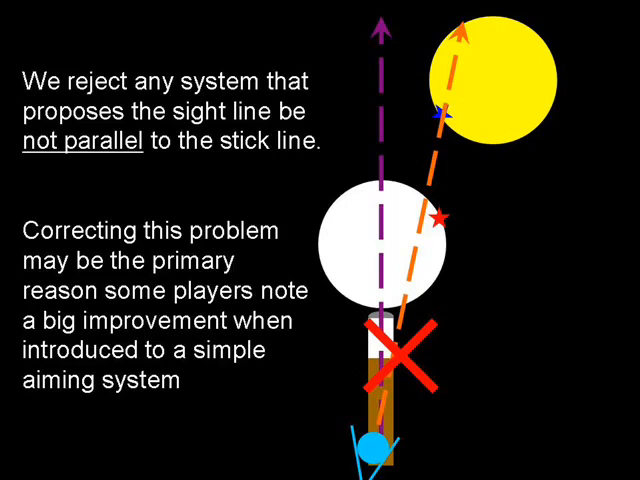I think the explanation for this is that they have not been aiming parallel to the stick line, like is shown here, and I think any simple aiming system that gets them to aim parallel to the stick line will let them take advantage of the symmetry we've been talking about.